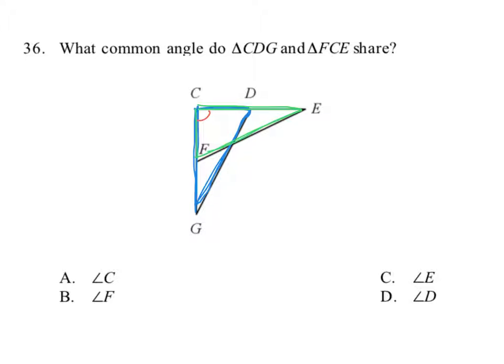The one thing that we can say that's congruent is that angle C is congruent to angle C. And so we're looking at answer A, and we're done.